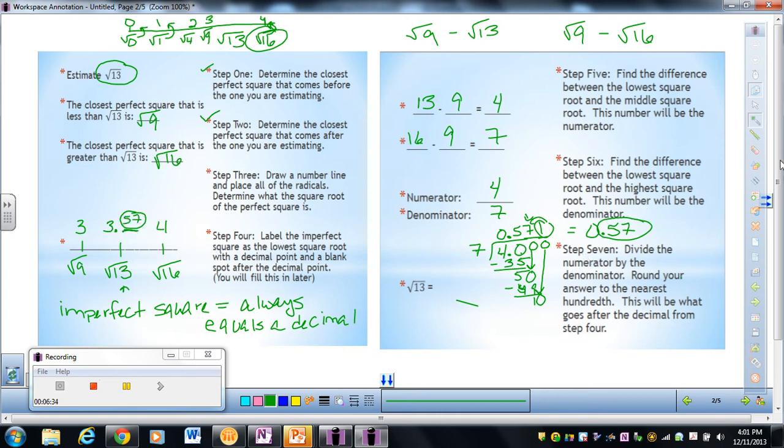So the answer to, let's get rid of that little mark that we accidentally made. So the answer to the square root of 13 is going to be 3.57.